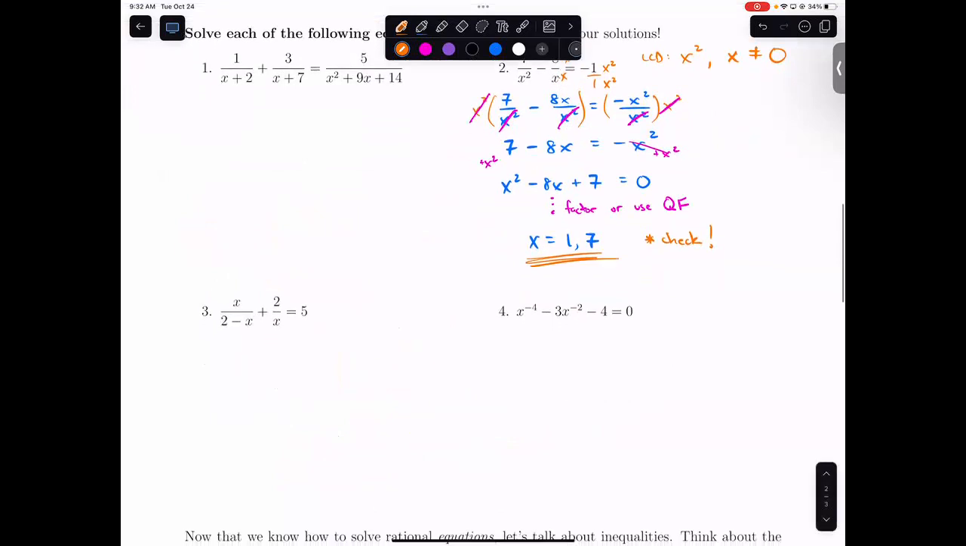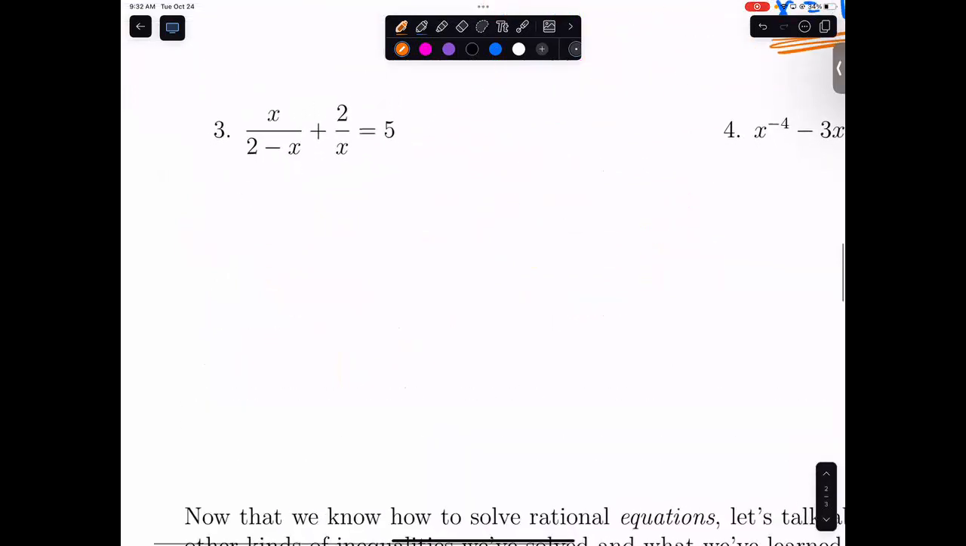Okay. What's the LCD here? X times 2 minus X. And what does that mean about the domain and where it's undefined and all that stuff? Can't be 2. Also can't be 0. All right, those in the other order. Can't be 0 or 2.